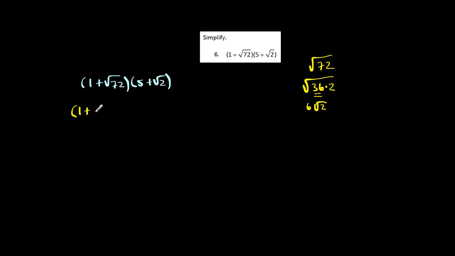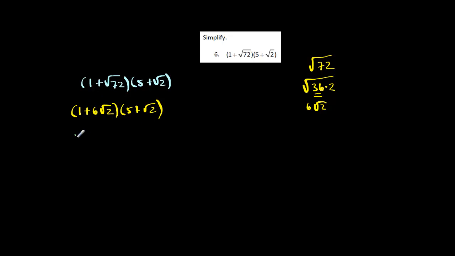Alright, so this one is binomials multiplied. The only thing that we could simplify here is root 72. Root 72 is the same as root 36 times 2, and the square root of 36 is 6. So it's 6 root 2. So if I rewrite this, 1 plus 6 root 2 times 5 plus root 2, and then FOIL that out.